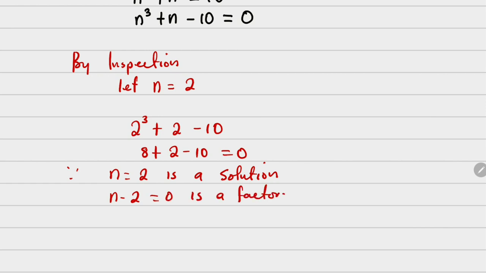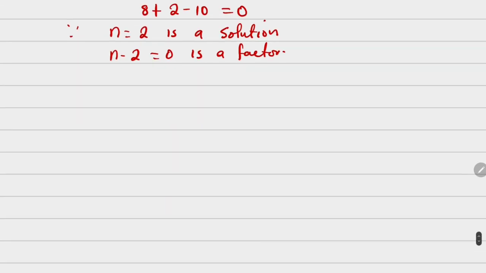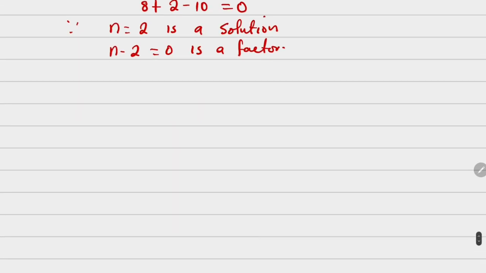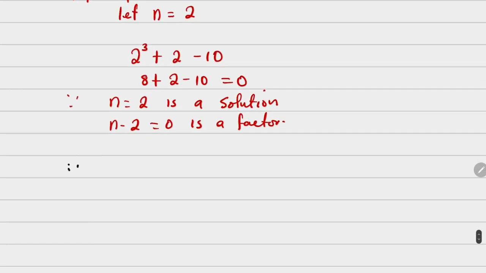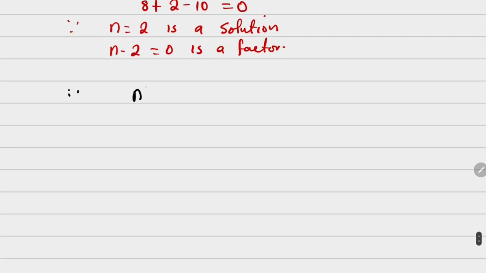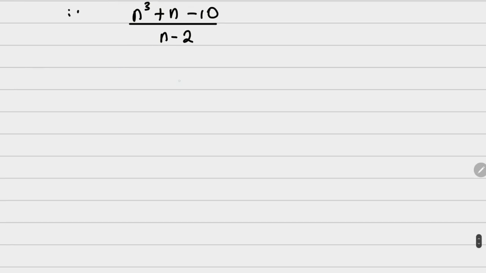Now, since we have it as a factor, we can go ahead and divide to find the other factors. Therefore, we can have n cubed plus n minus 10, now divided by n minus 2 to get other factors. Now, how do we do that? We use polynomial division. And this is how we do it.